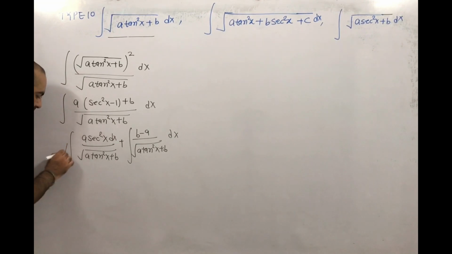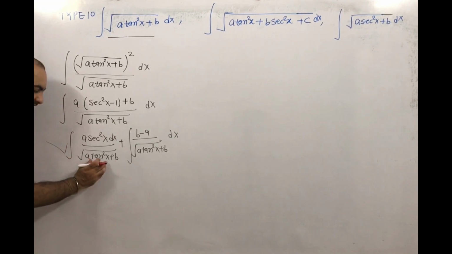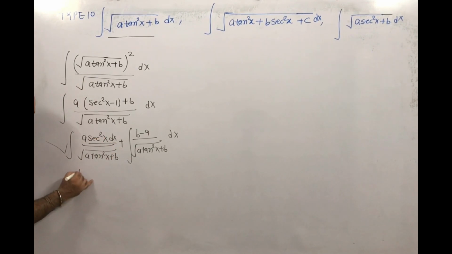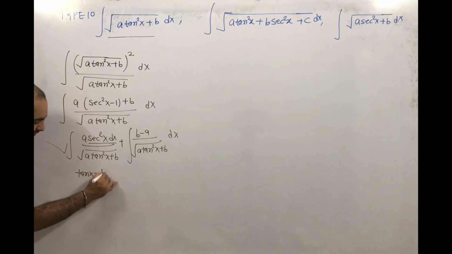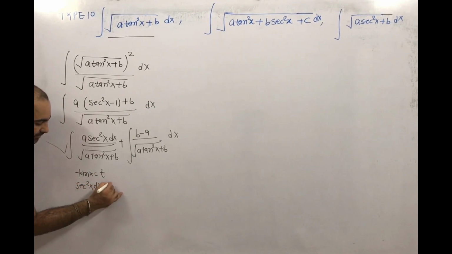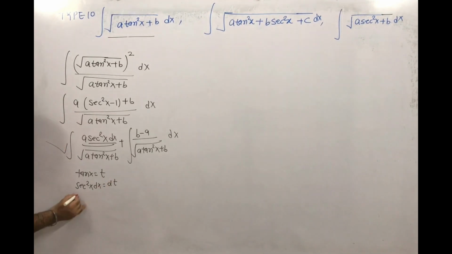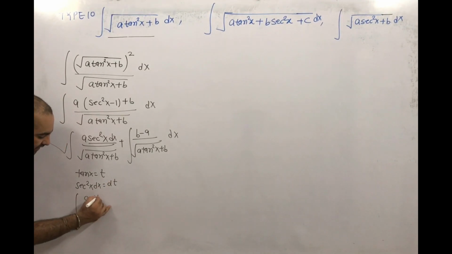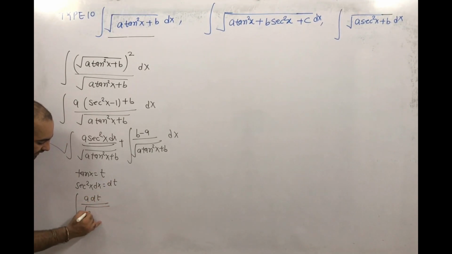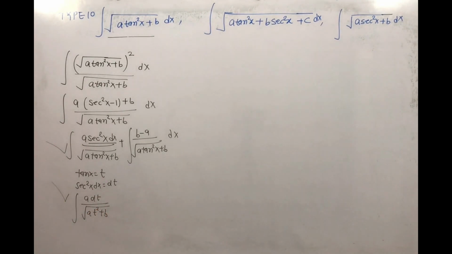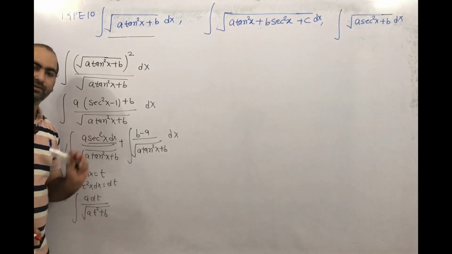This one integration we can do directly. If you take tan x as t, then the numerator secant square x dx is dt. Okay, here if I take tan x as t, then secant square x dx will become dt. So this will convert in terms of a dt divided by root over a t square plus b, and here we can apply the direct formula. But how to integrate this one?